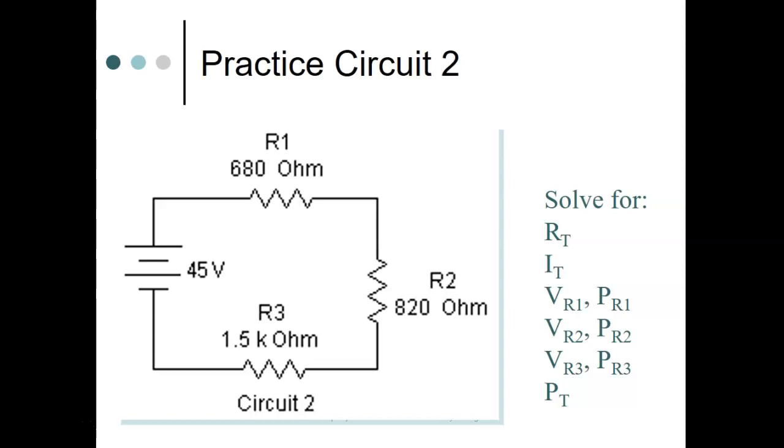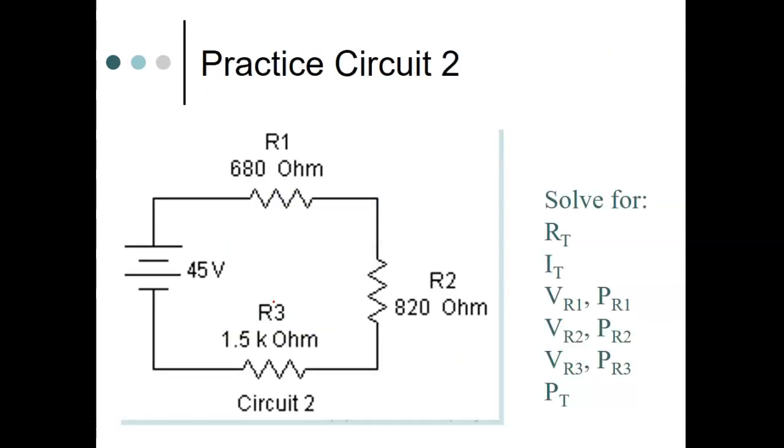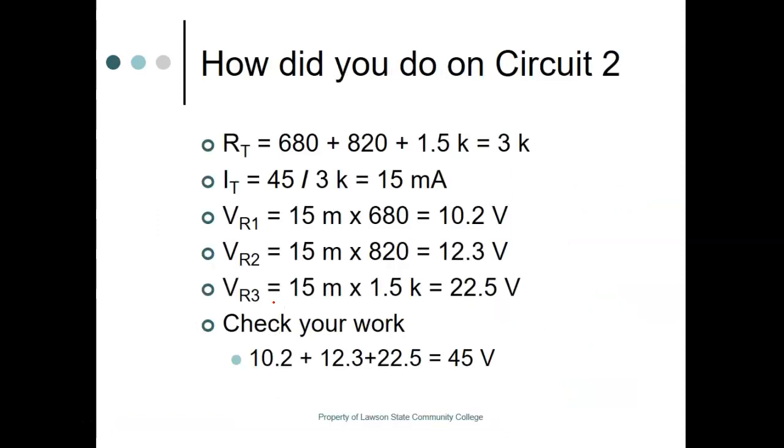If y'all got any questions about these before we go ahead and go to the next couple slides? Nobody? All right, so resistance total, 680 plus 820 plus 1.5K did give us 3 kilo. When you divide 45 volts by 3 kilo ohms, it gives you 15 milli.